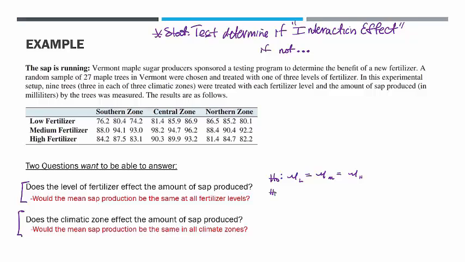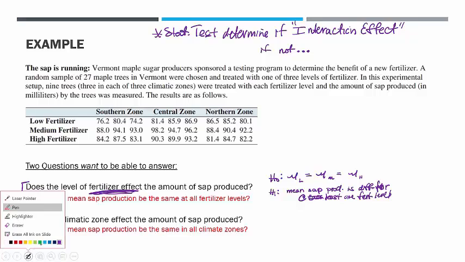And then the alternative hypothesis would be that the mean sap production is different for at least one fertilizer level. So that would be the hypothesis test for checking whether or not there's a fertilizer effect, okay?